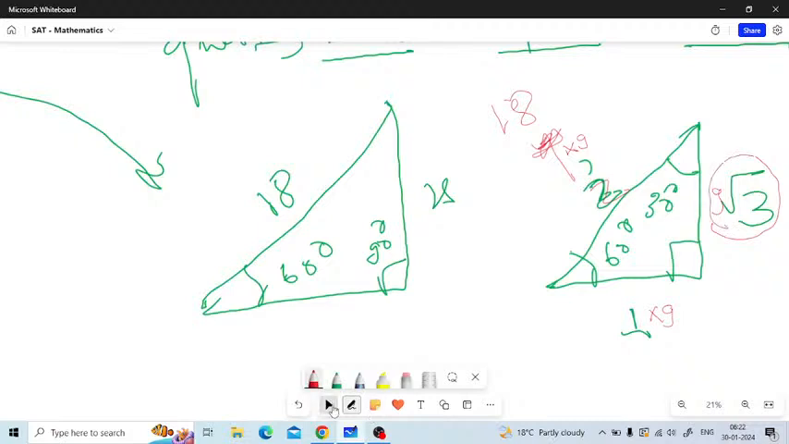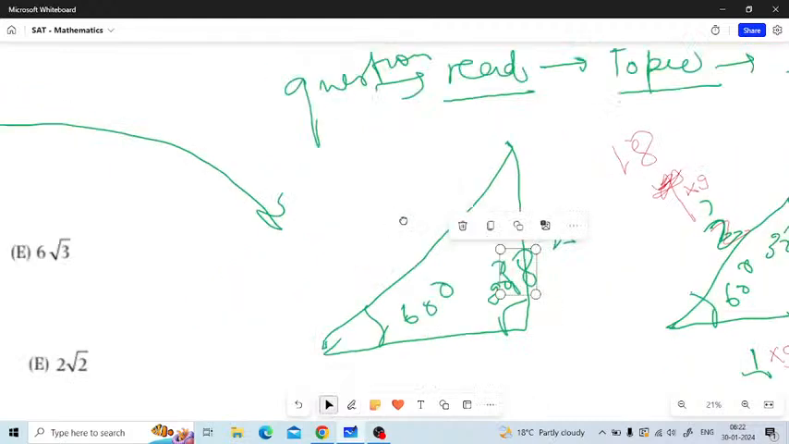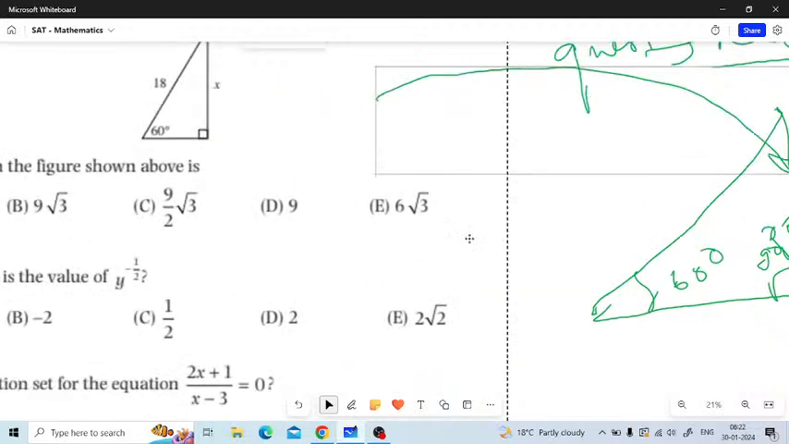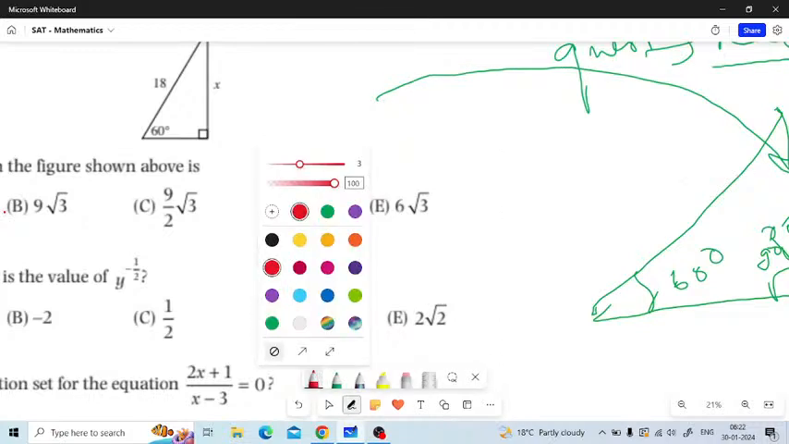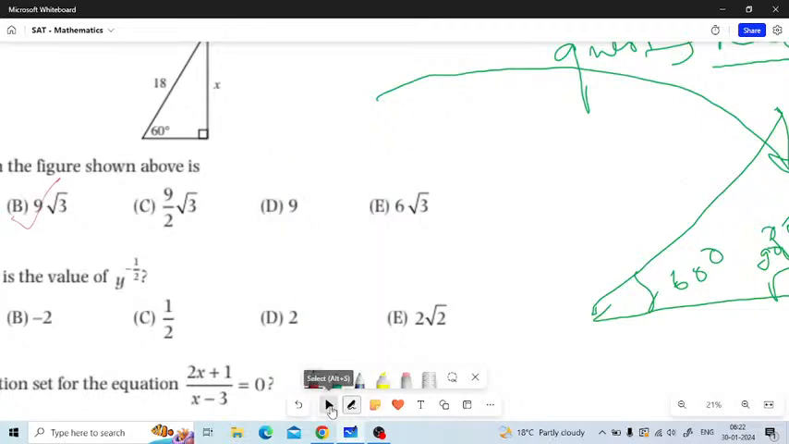Let's see the option. The correct option is B, that is 9 root 3. Alright, so this is the type of question. See, very easy, right?